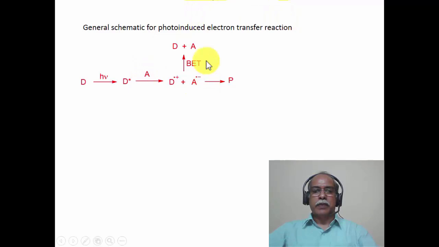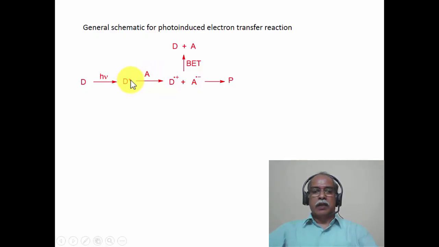Now let us consider this particular scheme. In this scheme, a molecule D, which is an abbreviation for donor. Donors are typically electron-rich compounds like aromatic compounds, olefin compounds, amines, and so on. When it undergoes an excitation by absorption of photon energy, it goes to the higher excited state. From the higher excited state, when it encounters another molecule, which is an electron acceptor, which is deficient in electron, there is an electron transfer process that takes place.